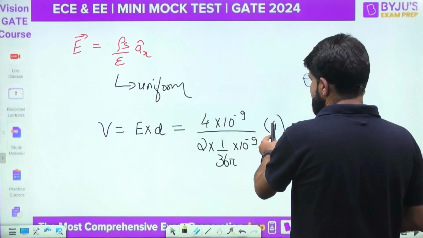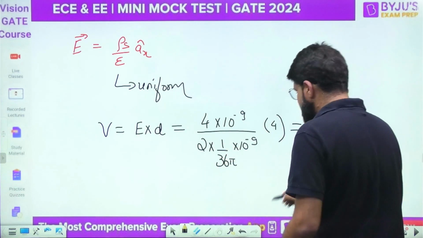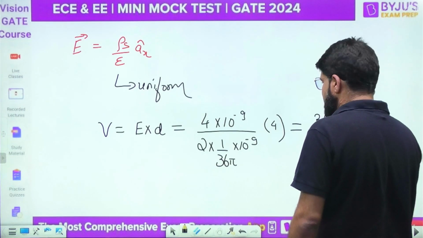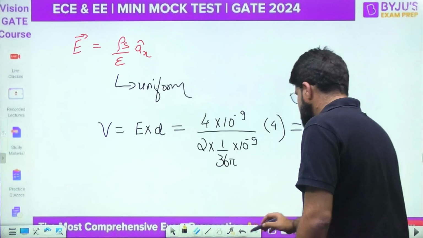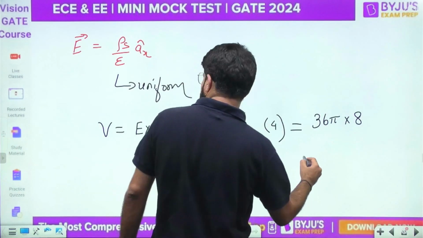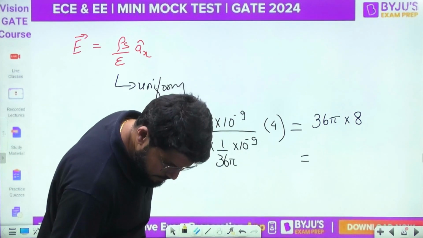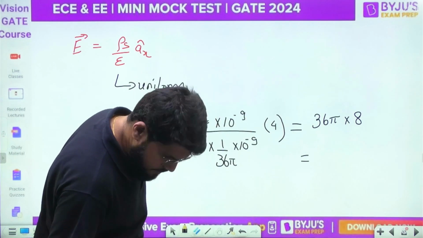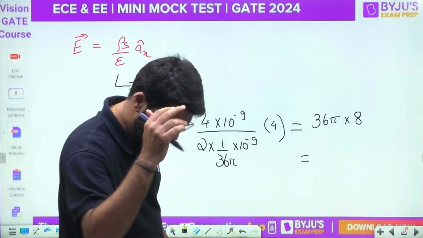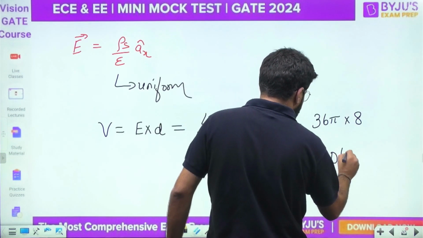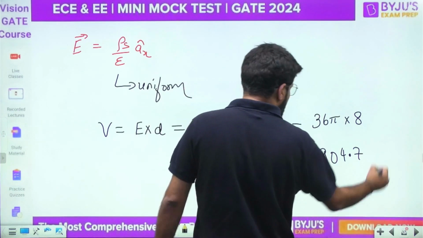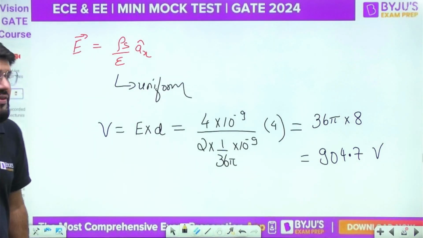You have 4 16, 16 by 2 is 8, so it is 36. That will also cancel. 36 pi divided by how much? Divided by 36 pi multiplied further by 8. The 8 will not cancel. So now let us place down the answer. How much is it turning out to be? 36 pi into 8, and this is 904.7. Sorry, 904.7 volts. We have voltage approximately 904.7.